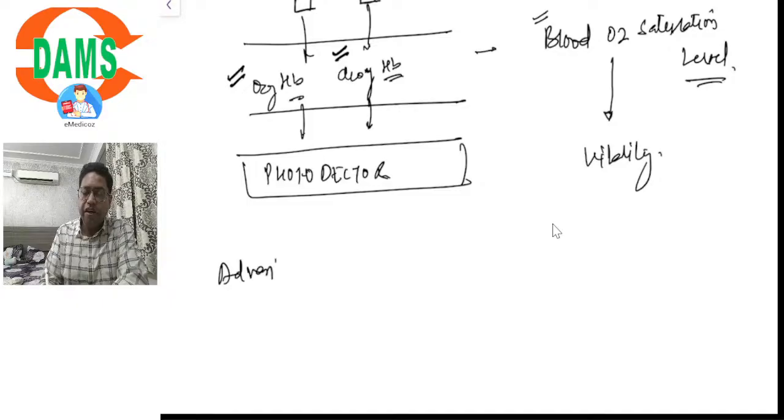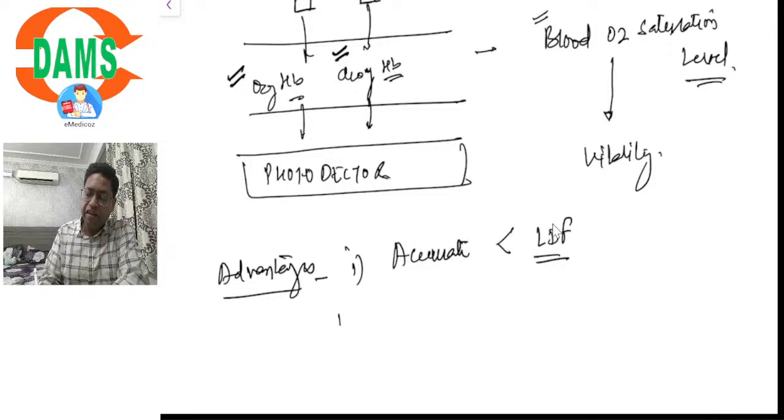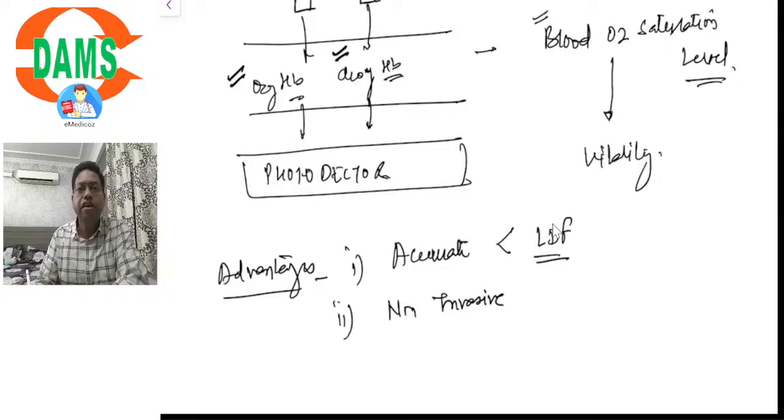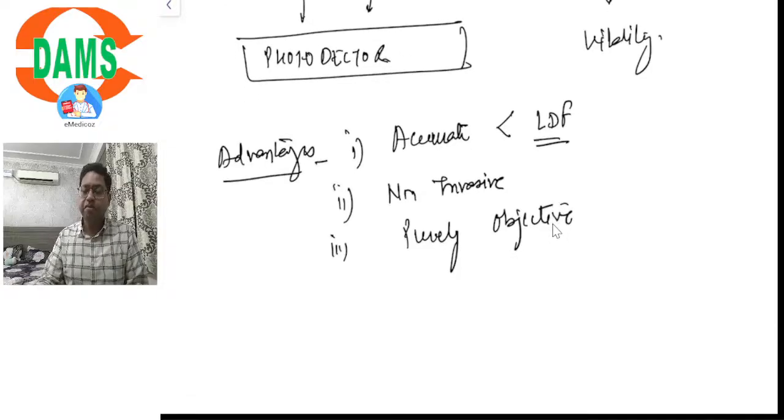If we talk about the advantages of this method, that is pulse oximeter, definitely it is an accurate method of diagnosing the pulpal status, but less than laser Doppler flow meter. Okay. This method is also non-invasive. No heat, cold or current is applied. This method is also purely objective, entirely in the hands of the clinician to conduct and assess the results. These are the advantages of pulse oximeter. So these are the two pulp vitality tests.